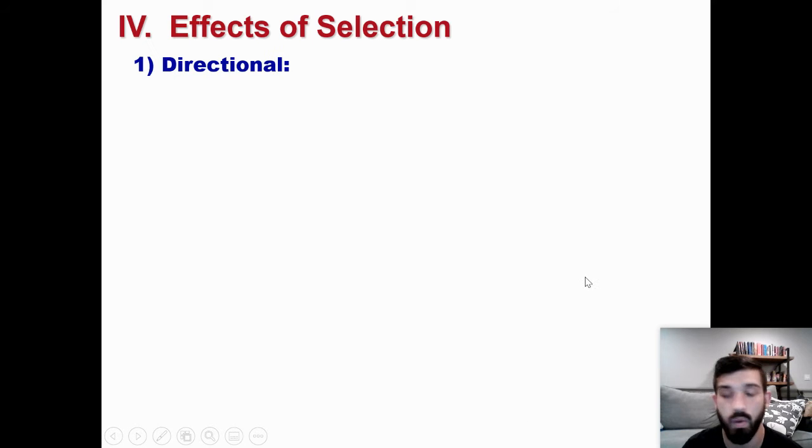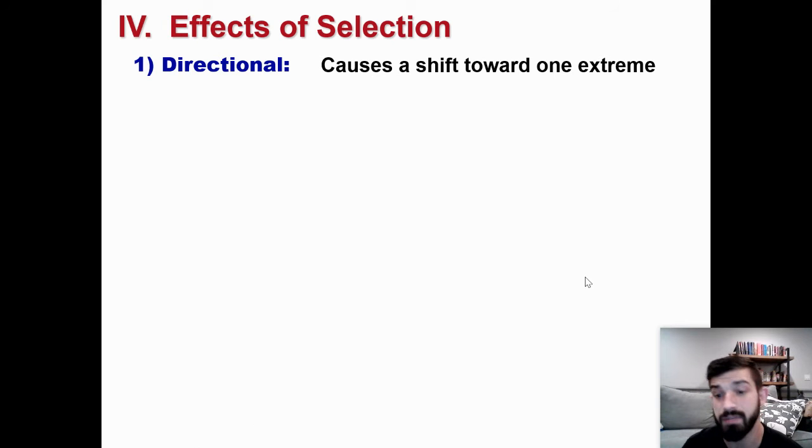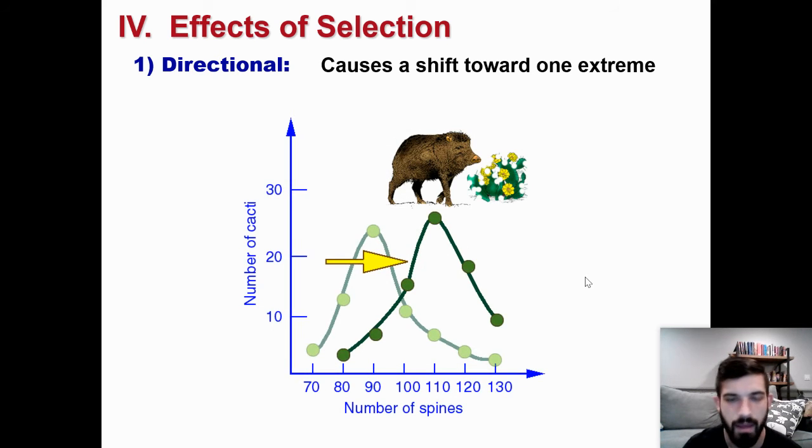Effects of selection. One is a directional shift. Some of you might have seen this in your activities. This causes a shift towards one direction, like the band. Right? For example, take this warthog and this cactus. Now, warthogs eat cacti. I would imagine that warthogs would try to eat the cacti with the least amount of spines on them, right? Leaving all of the cacti in a desert or area with more spines.